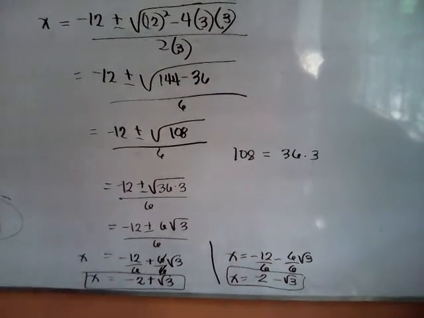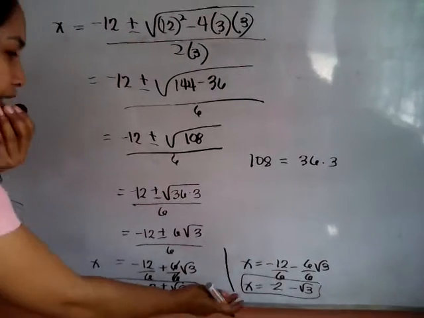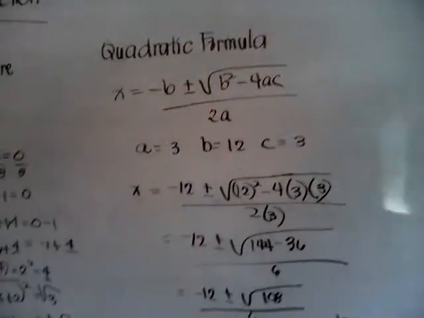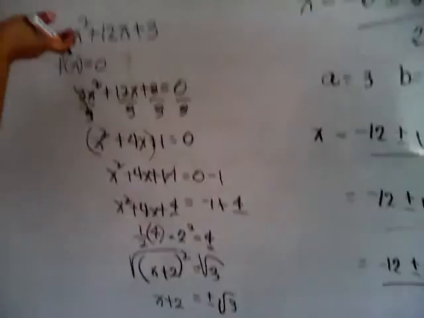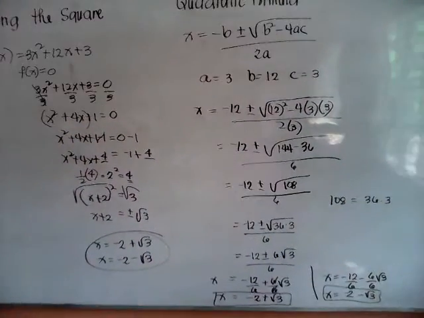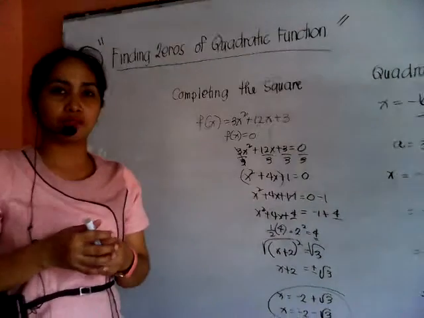As you have noticed, the values of x using the quadratic formula and the values of x using completing the square are the same. That is the way for us to find the zeros of a quadratic function.